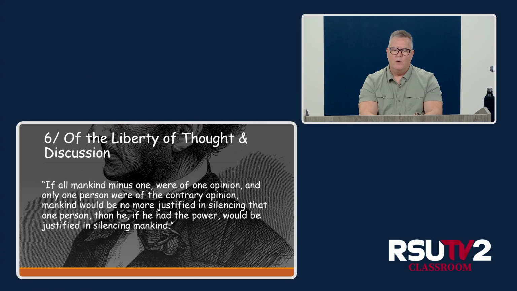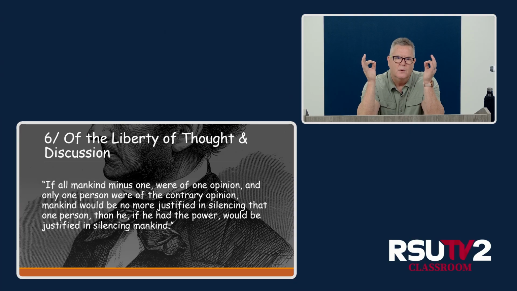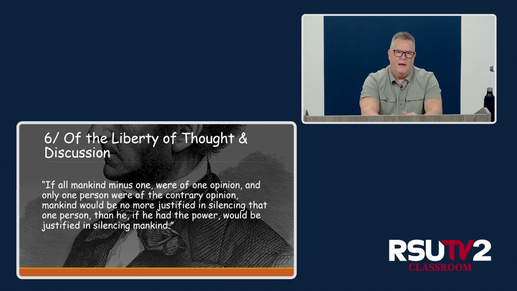He also discusses the importance of liberty of thought and discussion. And this famous quote really kind of highlights it. If all mankind, minus one, were of one opinion, and only one person were of the contrary opinion, mankind would be no more justified in silencing that one person than he, if he had the power, would be justified in silencing mankind. In essence, again, this is an argument for tolerance of saying, again, so long as the person's speech is not actually harming a person, they have a right to hold on to that belief. We should always tolerate a certain amount of eccentricity.